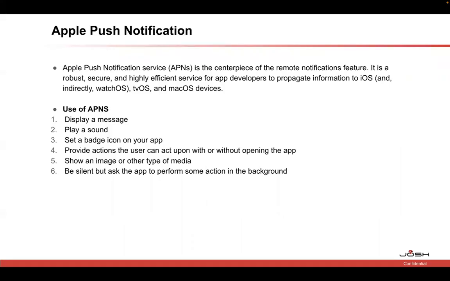So what is the use of APNs to display the messages? Let's take an example of WhatsApp. If someone sent you a message, you got that particular notification, like the message. So you can easily read the message from the notification itself. It can display a message, it can play a sound, it can set a badge icon.